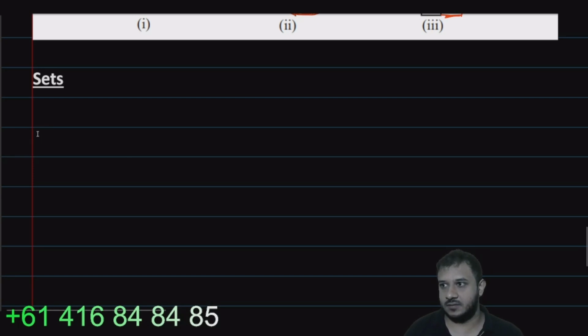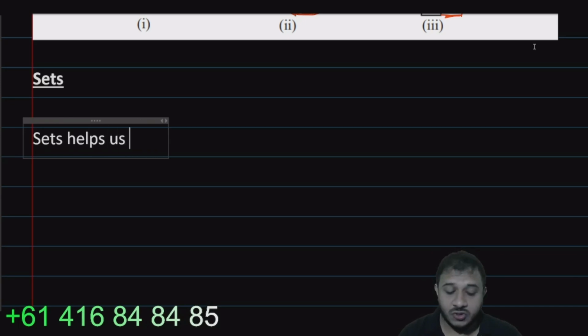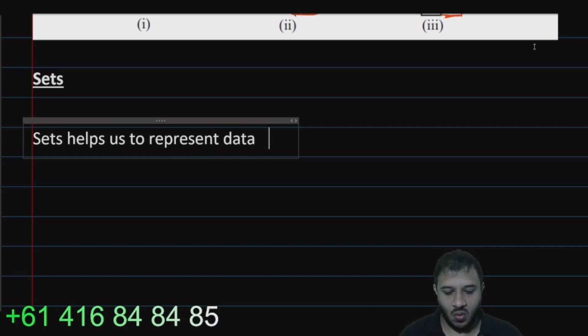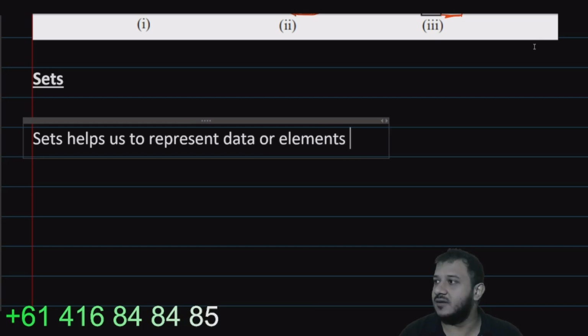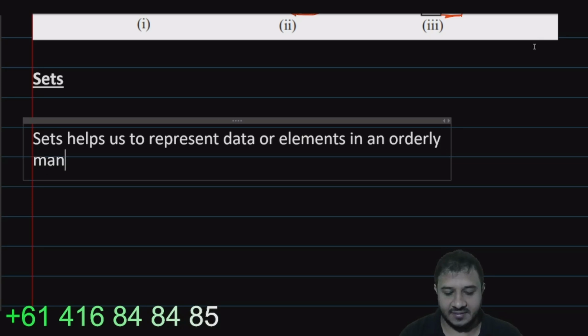What are these sets? Sets help us to represent data of elements in an orderly manner. Sets actually help us to represent data in an orderly manner.